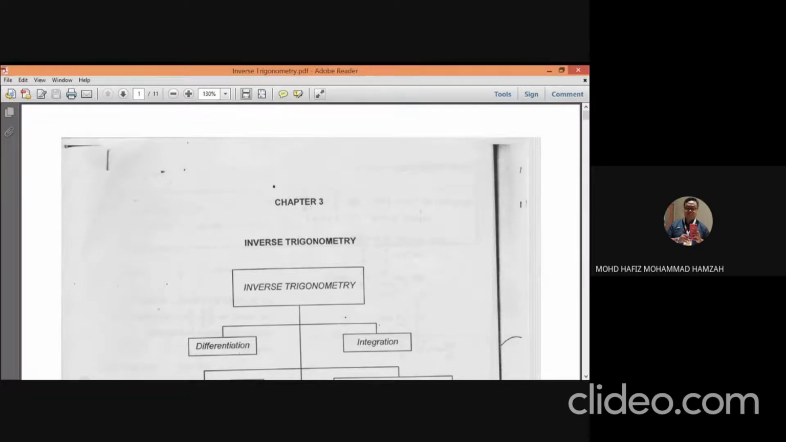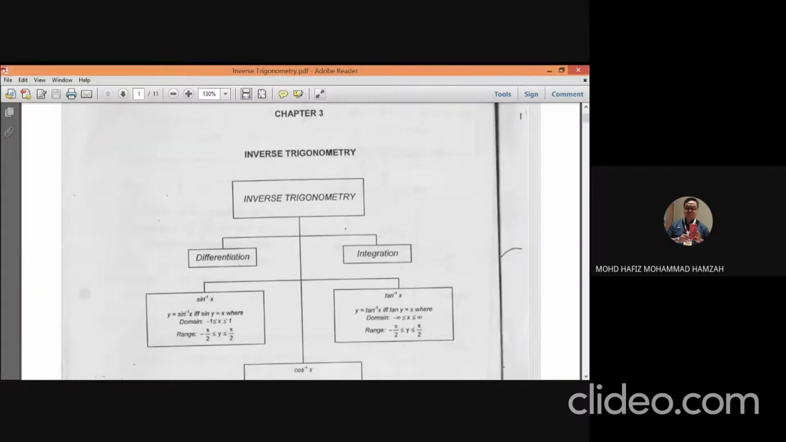Alright, so nota ni saya tak bagi lagi, sekejap lagi saya bagi. Okay, so this is actually chapter 2. This is all notes, that's why written as chapter 3. Okay, it will be the inverse trigonometry function. So yang ni kita akan cover in chapter 2.